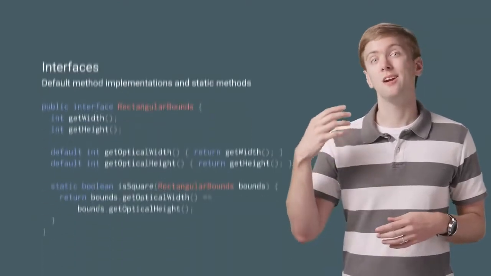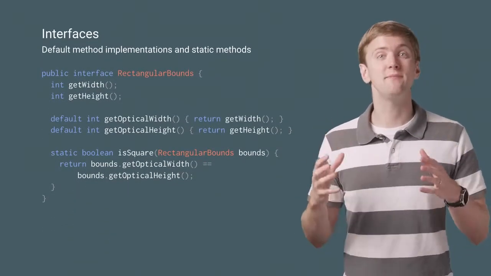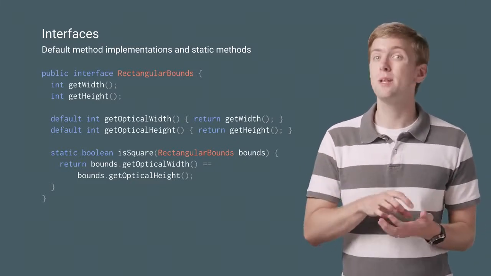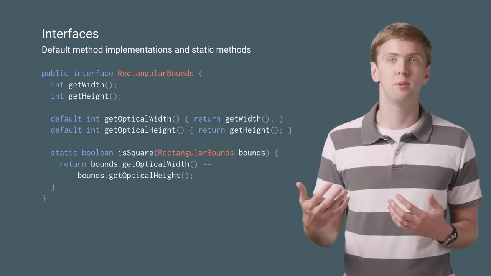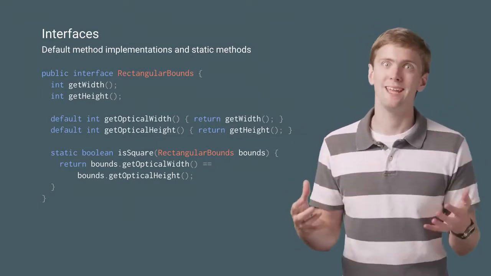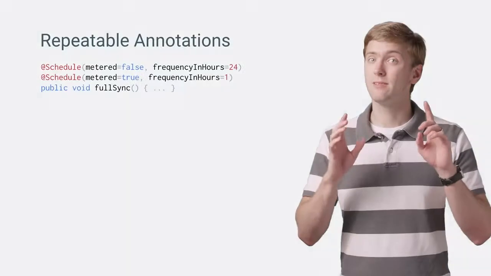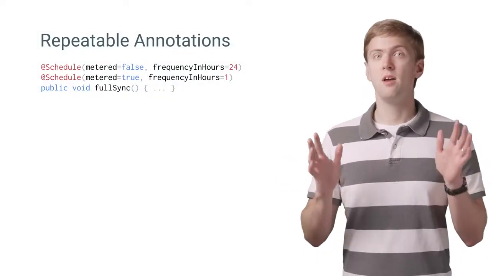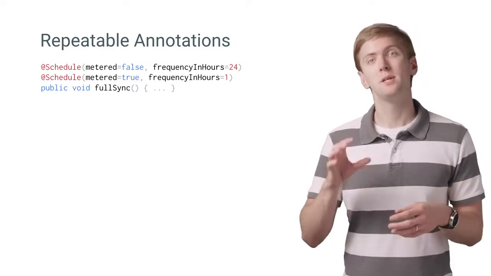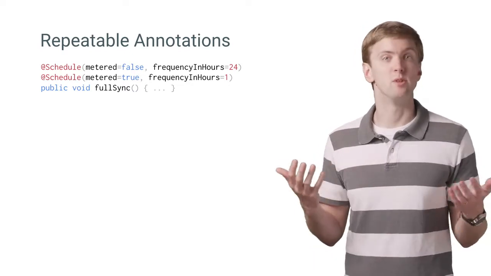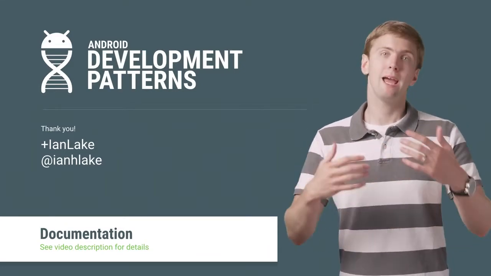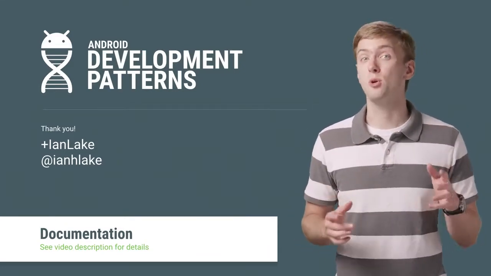Interfaces also got an upgrade with the ability to add default method implementations and static methods. This makes it easy to add new methods to an interface without having to update every implementation of the interface, and allows you to place static helper methods related to an interface in the interface itself. And if you're a fan of annotations, and I know some of you are, you'll be able to take advantage of repeating annotations to add the same annotation more than once. Particularly useful if you have an annotation that accepts different type elements. So, lots of great new features, both in the backward compatible and non-backward compatible nature. New tools to help you build better apps.